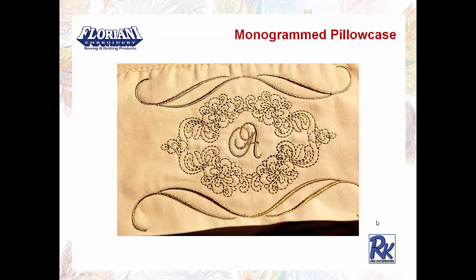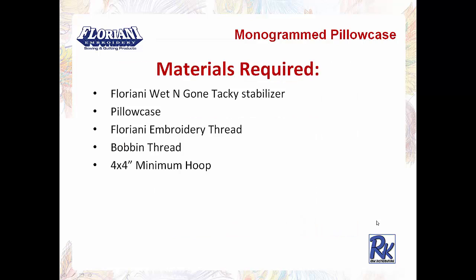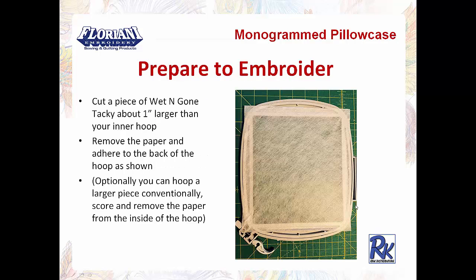Let's go over the materials that are going to be required for this project. You're going to need some Floriani Wet and Gone Tacky Stabilizer, a pillowcase to embroider on, some Floriani embroidery thread, bobbin thread, and a 4" by 4" minimum hoop.